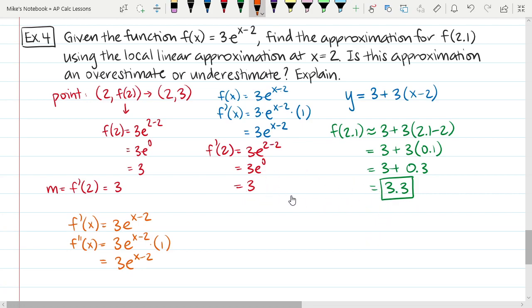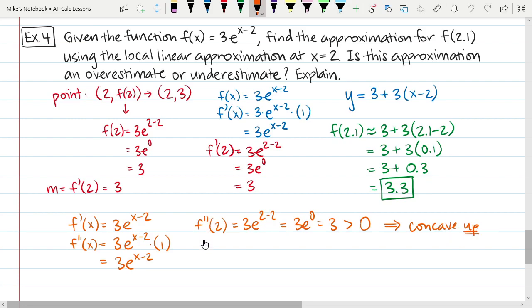So let's just use f double prime of 2, which is our a value. If I look at f double prime of 2, that's going to be 3 times e to the 2 minus 2, which again is going to be 3e to the 0, which is 3. But more importantly, that is positive. And remember, if our second derivative is positive, then that means our function must be concave up.